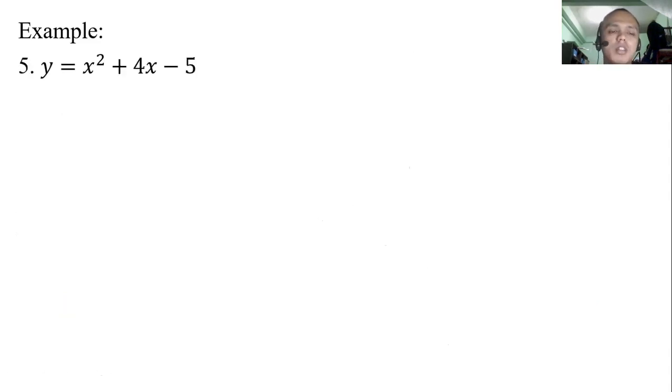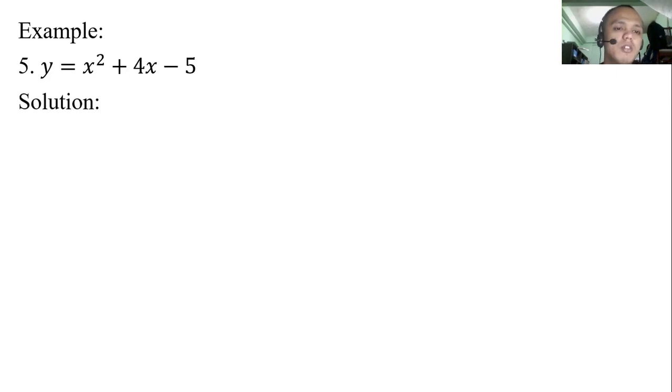Okay? Another one. How about this one? We have y equal to x squared plus 4x minus 5. Another example of a quadratic function. Yung nga lang, quadratic trinomial na siya, no? So merong konting difference dito, kasi nga three terms na to eh.